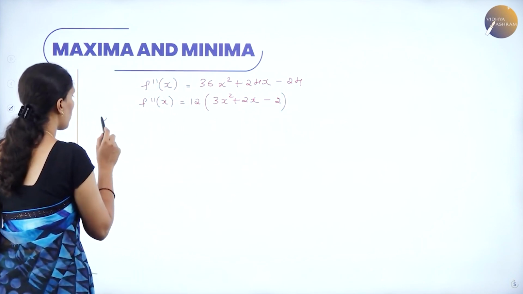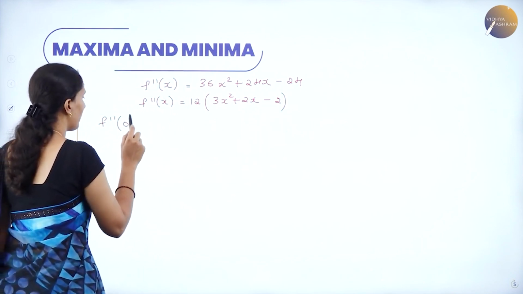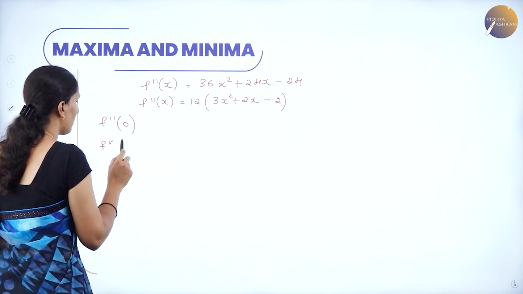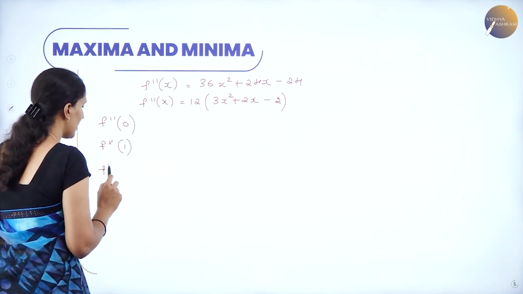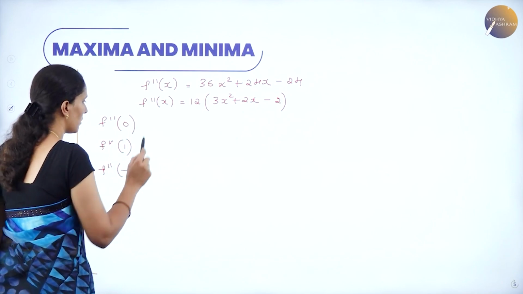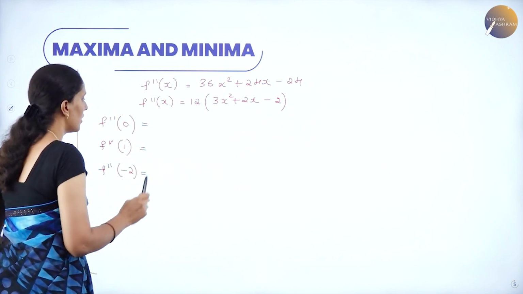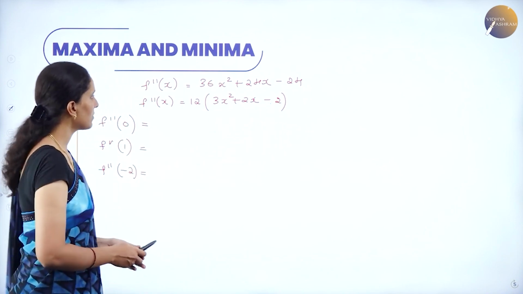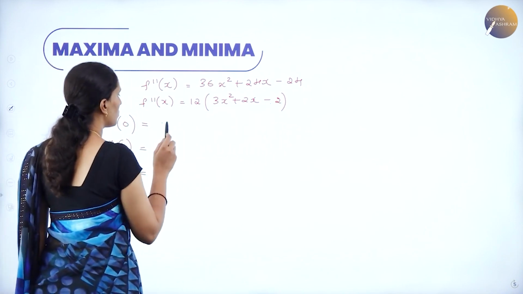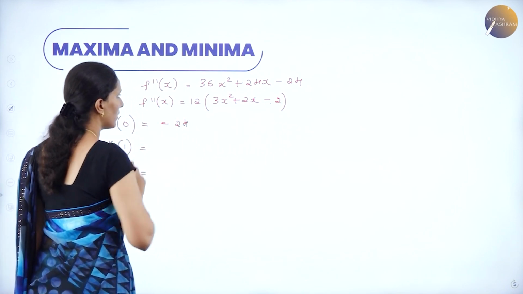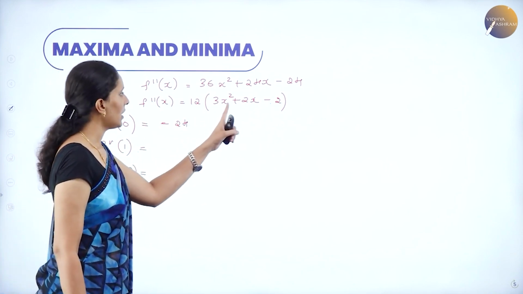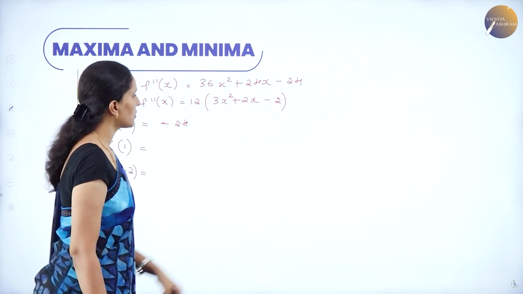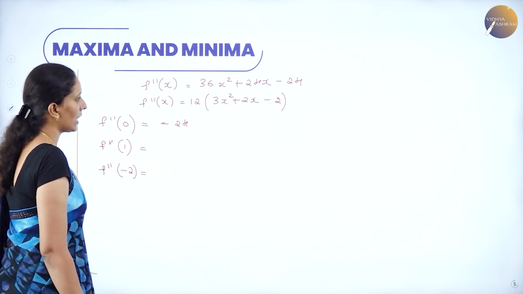Now let us substitute all the critical points. What is f double dash of 0, f double dash of 1 as well as f double dash of minus 2? So let's see what happens. If you put 0 in this equation, it is 0, and here it is minus 2. Minus 2 into 12 becomes minus 24. Next put 1: 3 plus 2 is 5, 5 minus 2 is 3.